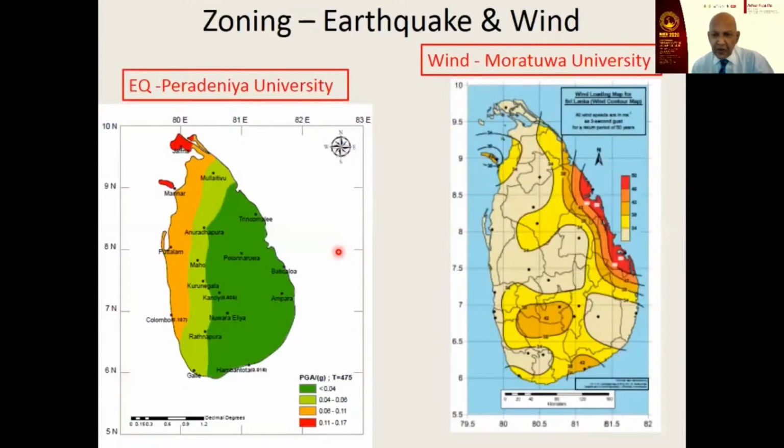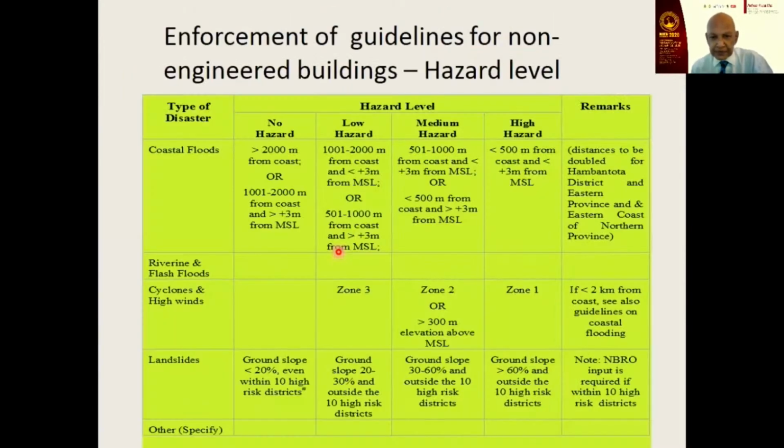Now, these are, for example, some of the things that we did when I was chairing a subcommittee at the Disaster Management Center. So we tried to get some of these zonings, update some of the wind speed zonings for the country, and also try to develop some earthquake zonings for the country. So whether it is an earthquake or whether it is a cyclone, we need to have zoning.